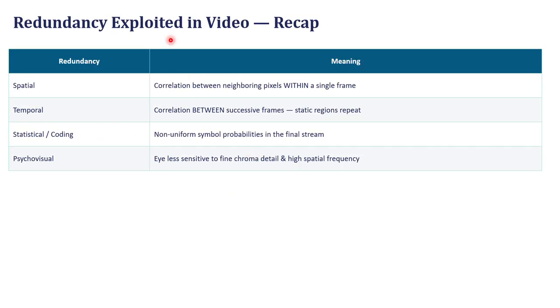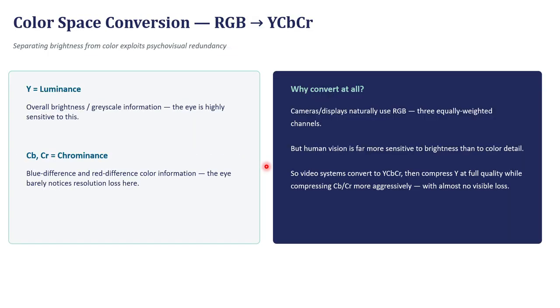Now, redundancy in the case of video compression: if it is spatial redundancy, we can create correlation between neighboring pixels. If it is temporal, we can understand what are the static regions which are repeating. If it is statistical or coding redundancy, whatever the non-uniform symbol probabilities are, these can be given in the final stream. And psychovisual, as in the eye is less sensitive to color detail, but it is more sensitive to brightness detail. We should keep this idea in mind.